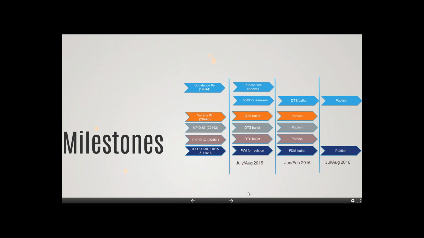So now we'll pass it off to Dr. Slopp to give you a more in-depth look at these timelines and data standards.